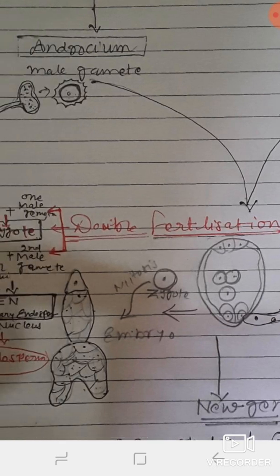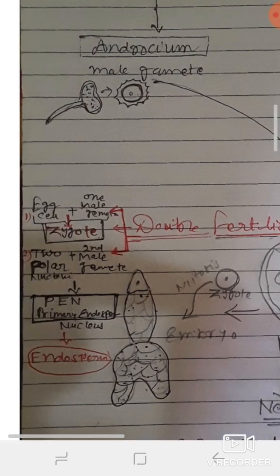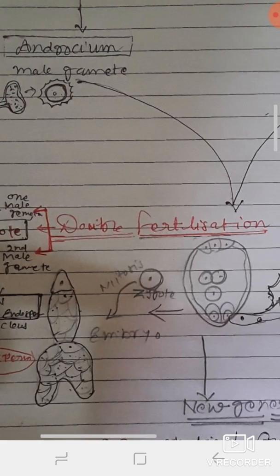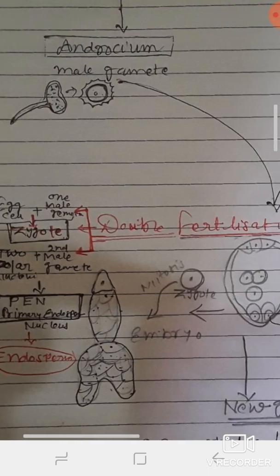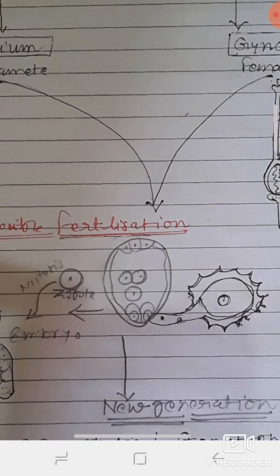So after the fertilization, when syngamy occurs between the flower parts, either the same or different, means self-pollination and cross-pollination, two situations may be there. After that, it will produce the complete structure of endosperm and zygote.